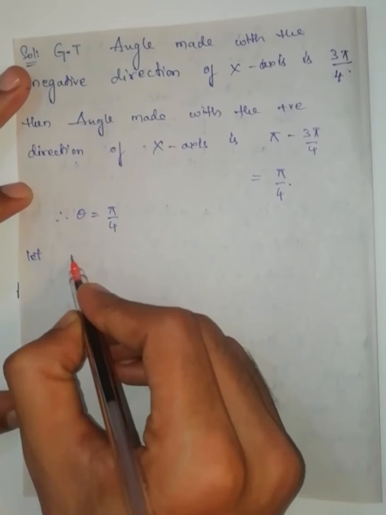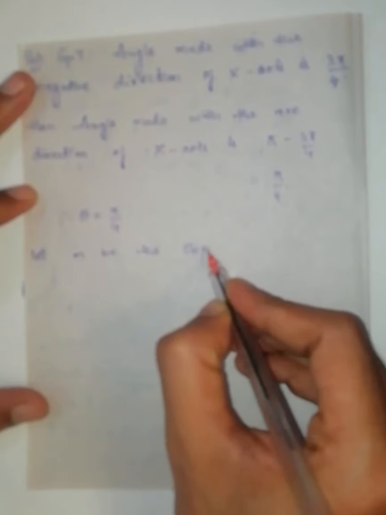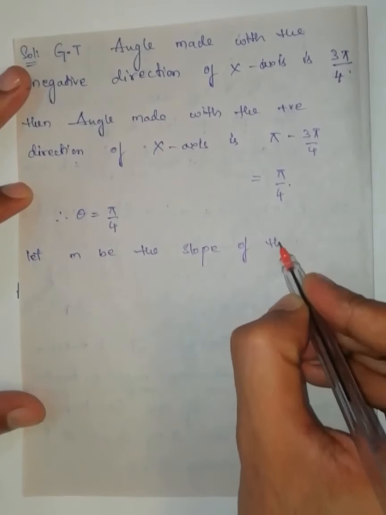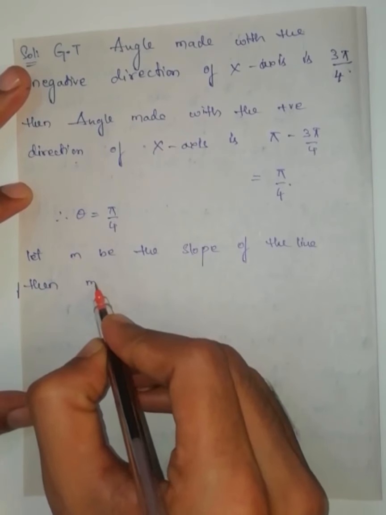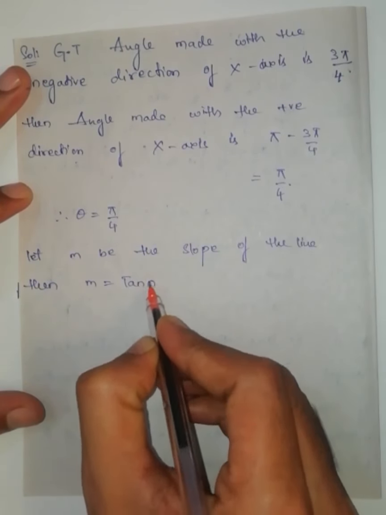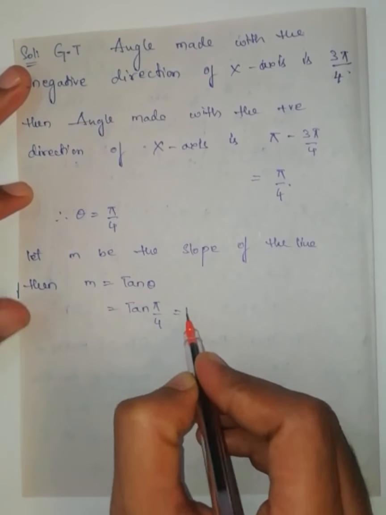Let m be the slope of the line. Then m is equal to tan theta, that is tan pi by 4. Tan pi by 4 value is 1.